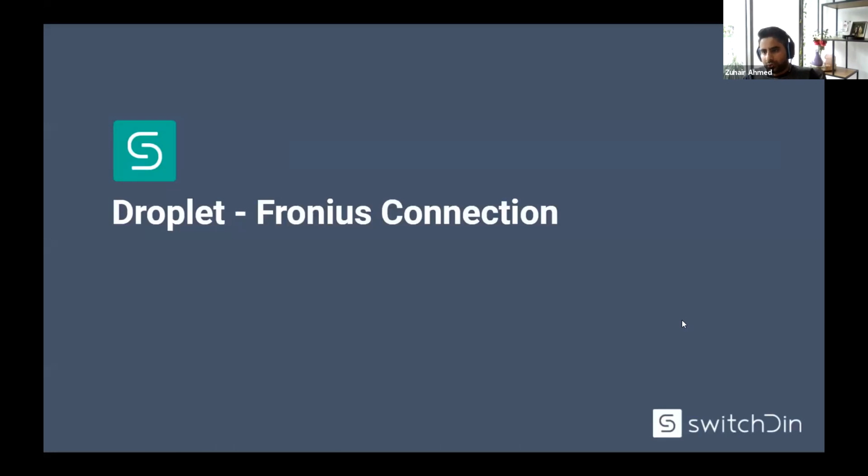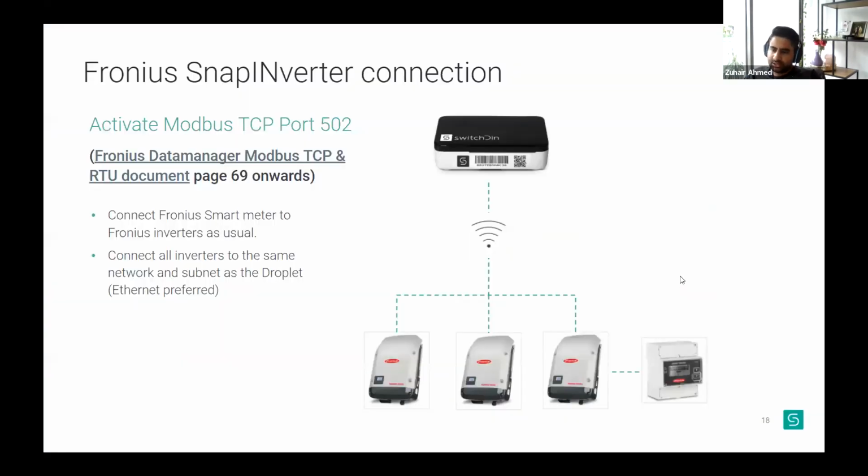All right, let's go towards the physical device connections between the inverter and the Droplet. Here we have the Fronius Snap Inverter connection, an example of how we can connect different inverters. We need to make sure that Modbus TCP is enabled on Fronius inverters. That's the protocol Droplet uses to talk to the inverters and the power meter, and the default port is 502. I'll go into the details of how a user can enable that. In this example, we have 3 Fronius inverters all connected to the same network as the Droplet, either wired or wireless.